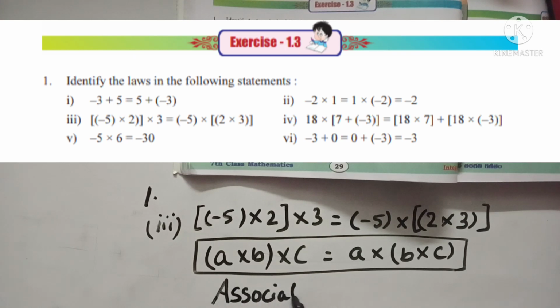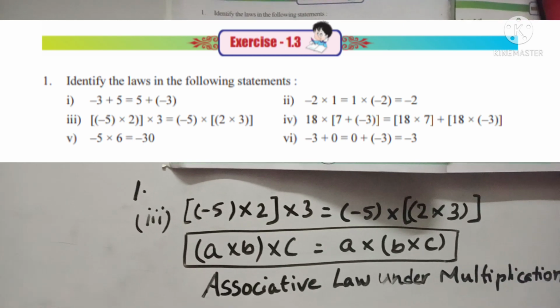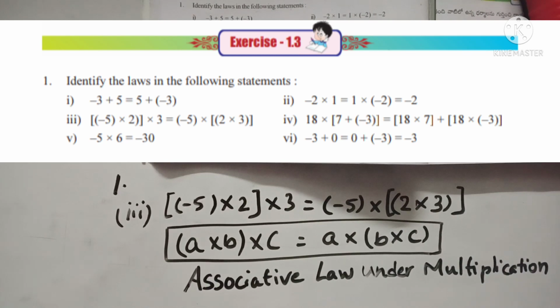Associative law under multiplication. It is associative law under multiplication. Understood children? Let's move on to next question.